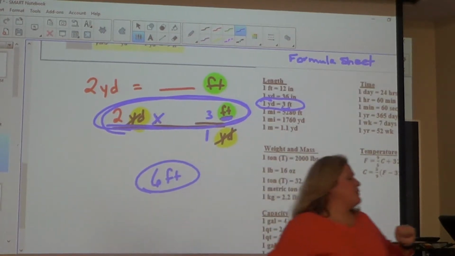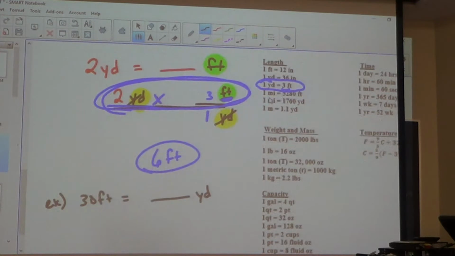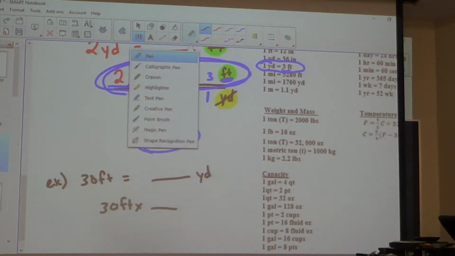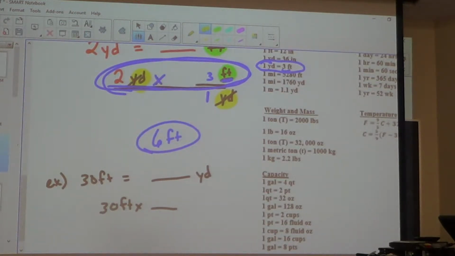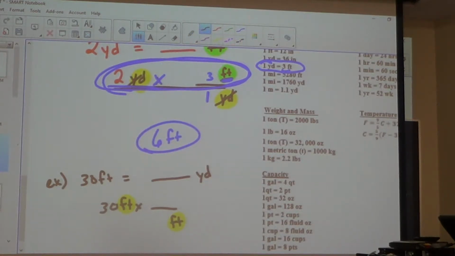So what if I gave you a problem that says, for example, 30 feet is how many yards? You start out with 30 feet and you multiply it by something. What units go on the bottom? Yard. You've got to make sure you do your units right.